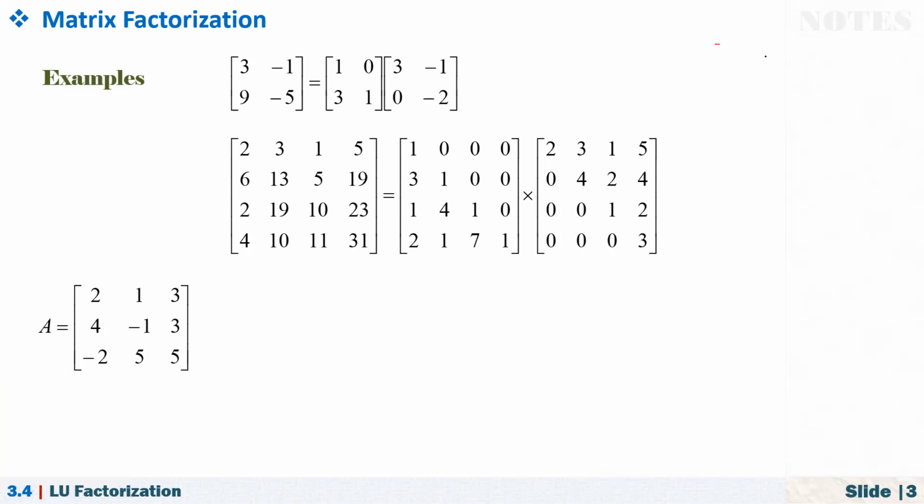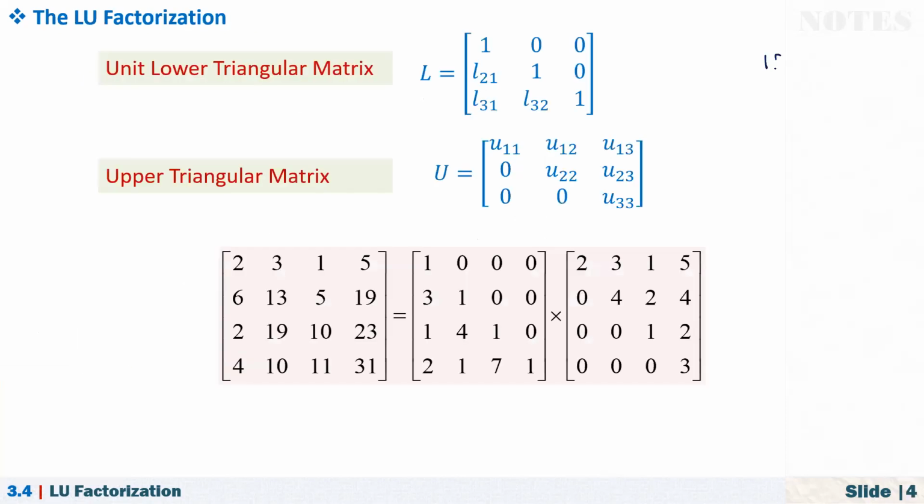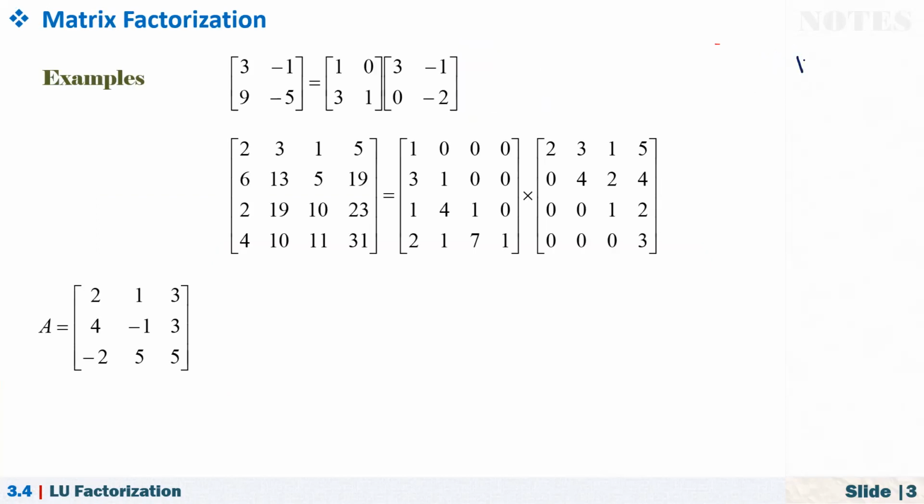For example, 12, I can write it as 2 times 2 times 3. Each number is a prime number, and this kind of factorization is really important. Of course, in different ways, we can factorize it as maybe 2 times 6, or 3 times 4. But among these factorizations, this one is the most important. Why? Because every factor here is a prime number. And also for matrices, this LU factorization is more important than other factorizations.